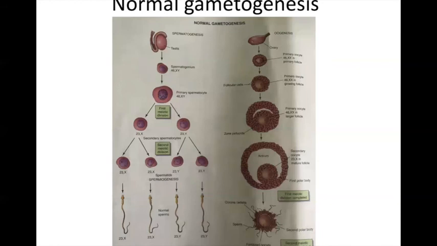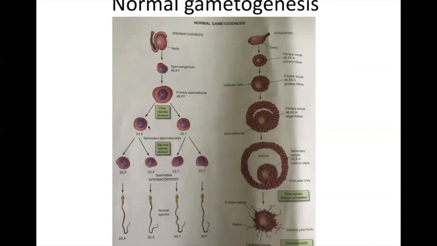Now, male versus female, okay? The slide is wrong. Don't get too worked up about this. This would actually be still 46 XY and 46 XY. And then when you get down to here, this would be a 23X and a 23Y and a 23X and a 23Y. But that's not really important.